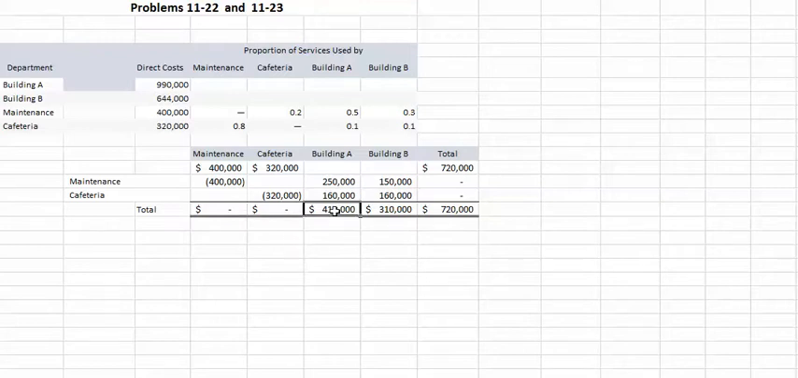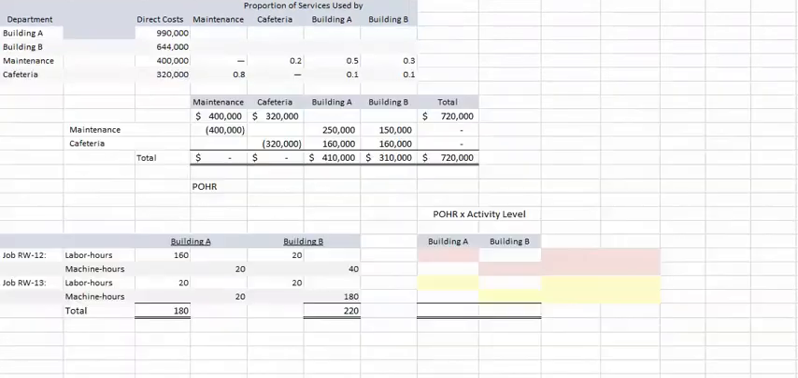So now we're going to need to allocate the $410,000 in overhead that was charged to Building A, or Department A, to the two products. And we're going to have to allocate the $310,000 in cost that was allocated to Building B to our two jobs. So that's going to be the next step in this process.